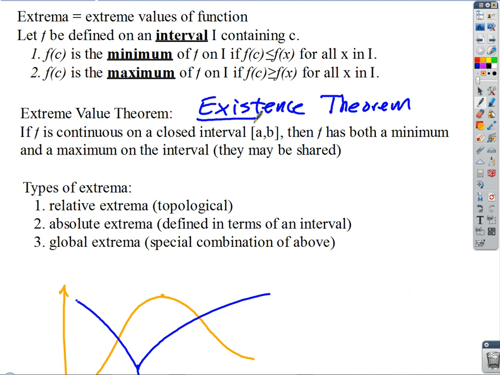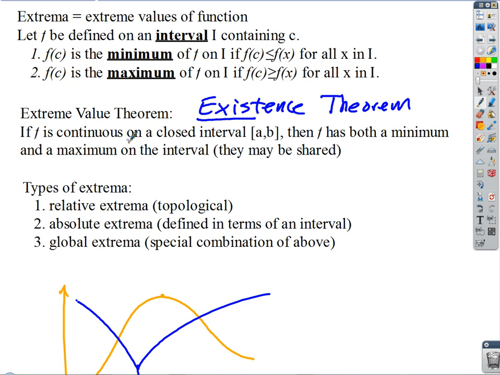It's an existence theorem because all it says is that if we meet certain conditions, then something must exist. In this case, an extreme value. If a function is continuous, meaning what? What's our simplest definition of a continuous function?